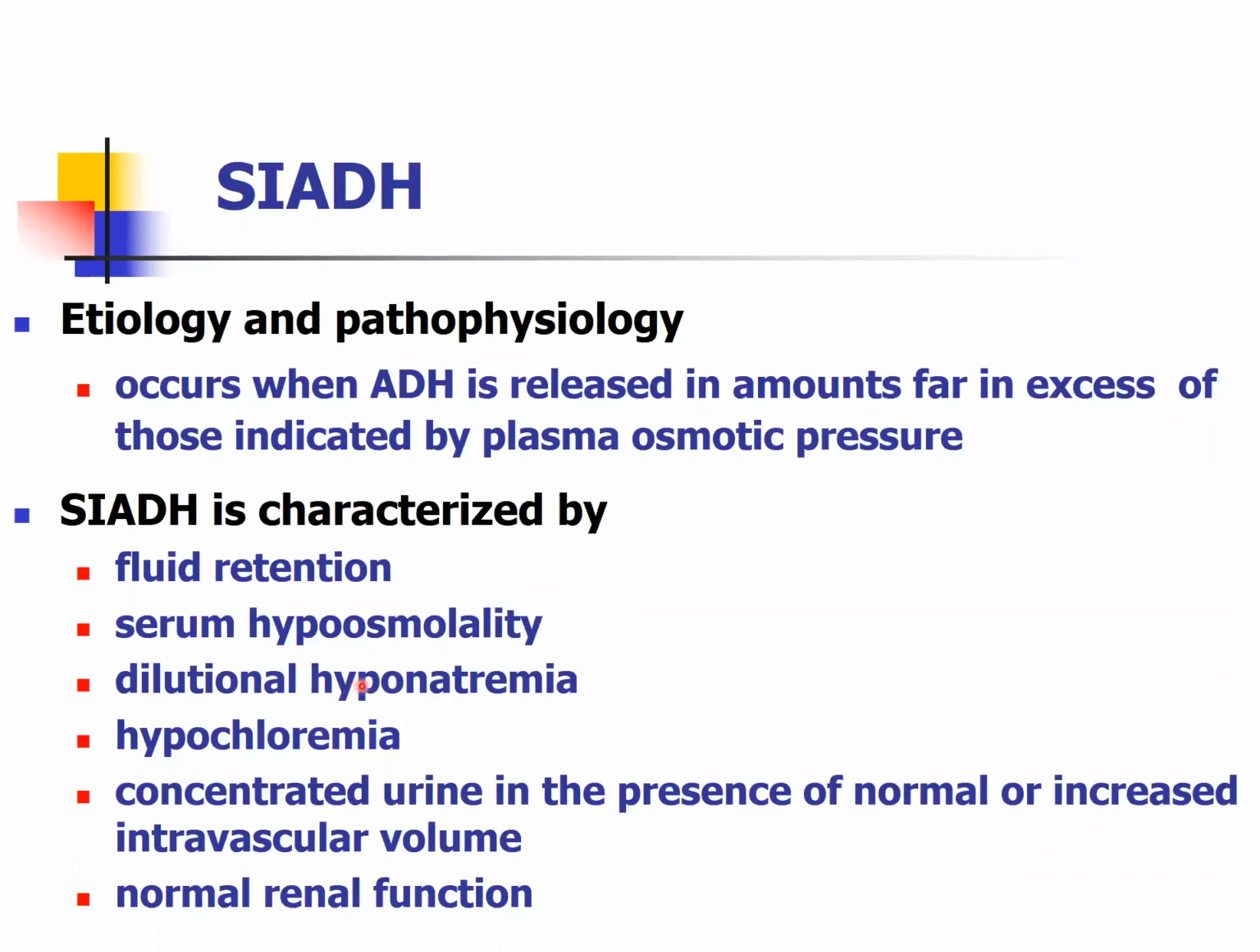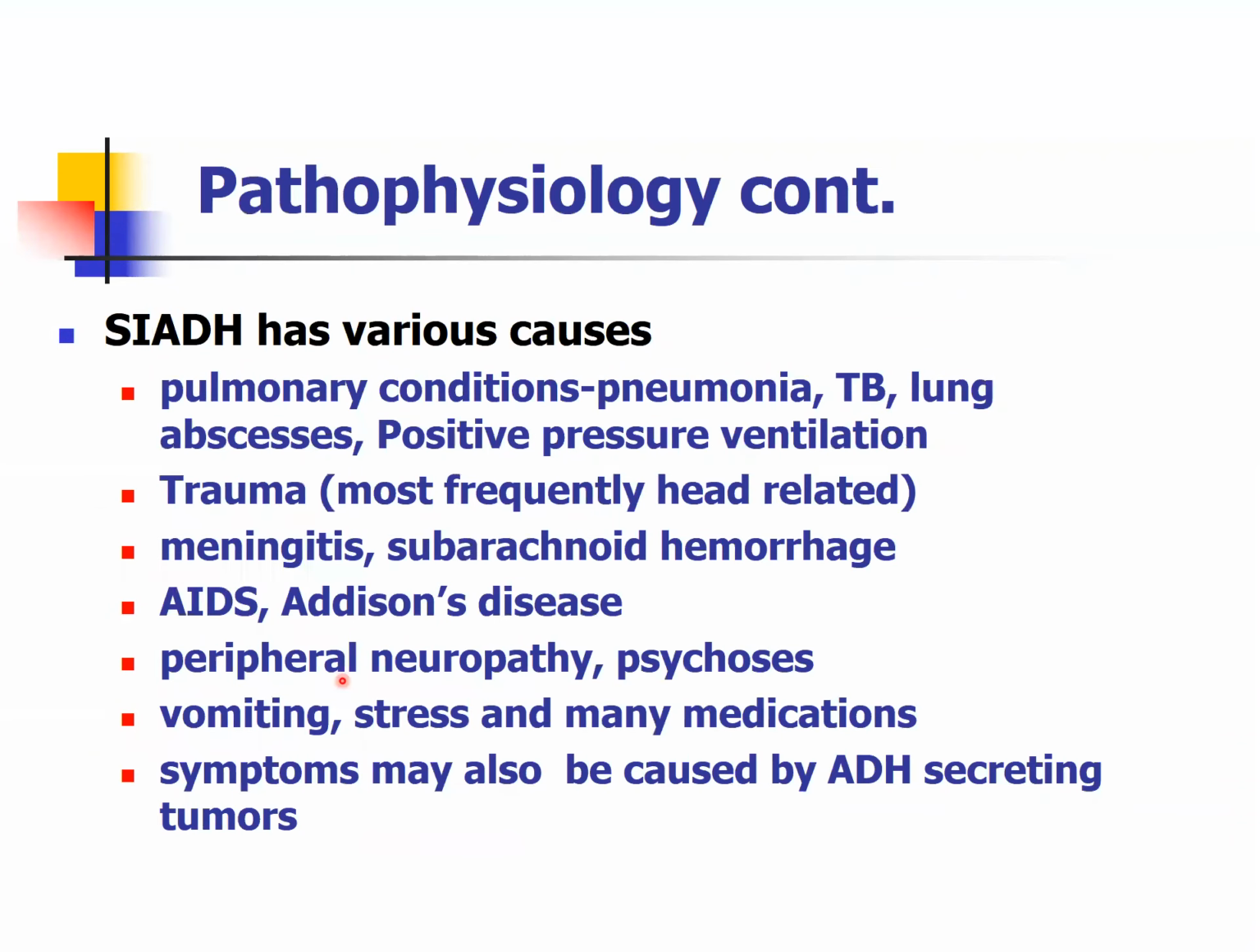If you look at the serum sodium concentration, that correlates with the osmolality of the serum, as you learned. So when you see that the patient has a decreased sodium level, that could mean that the osmotic activity is less. Hypochloremia can happen, and as I mentioned, with the concentrated urine and the presence of an increased intravascular volume, the patient could have hypertension.